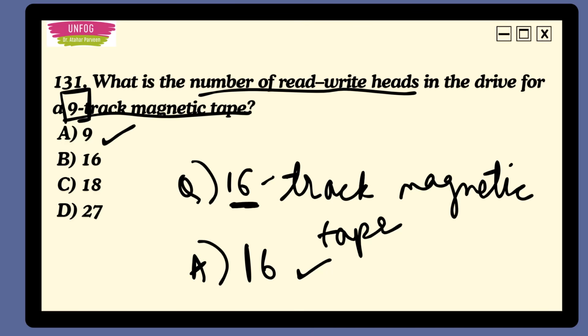What people usually go wrong is they give 9 to read, give 9 to write. They do 9 plus 9, 18. They will mark this. That is the wrong answer. So directly from the question you can take number of read-write heads. 9-track magnetic tape means 9 only. If in the question it was given 16-track magnetic tape, then your answer would be 16. Like that, okay? Next question.